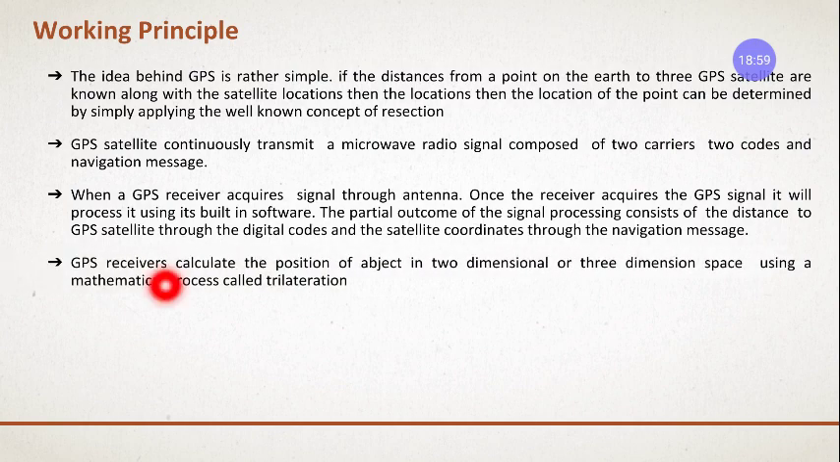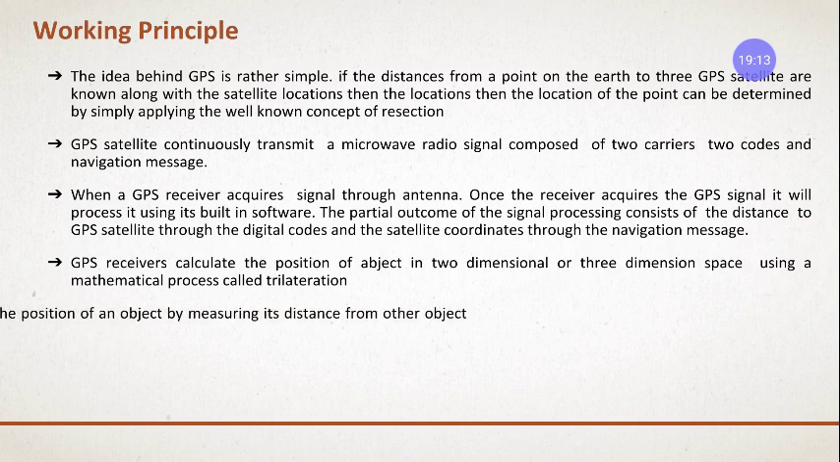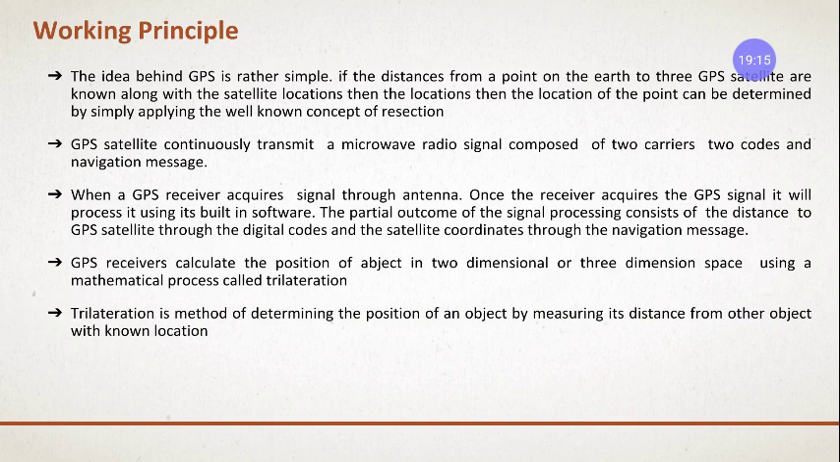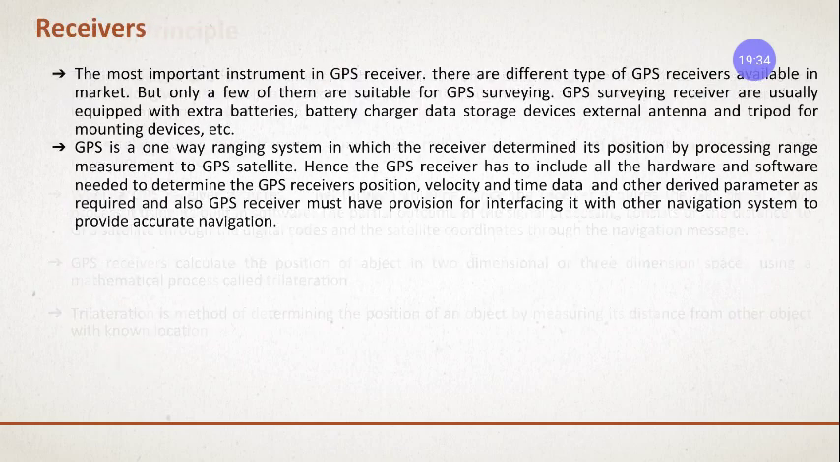The GPS receiver calculates the position of the object in 2 dimensions or 3 dimensions space using the mathematical process called trilateration. This method is used to determine the position of an object by measuring the distance from other objects with a known location, right? We find the location of one object with respect to another object whose location is known to us, right? Now receiver, what are the works of the receiver?